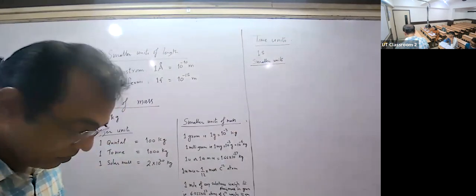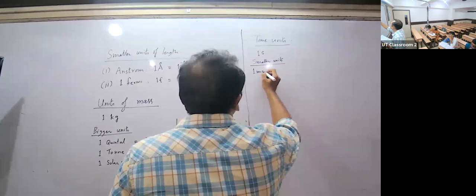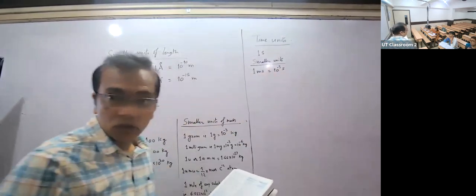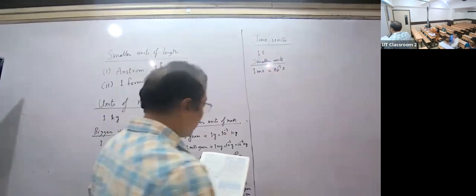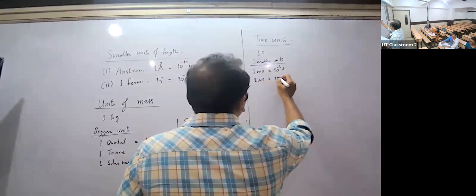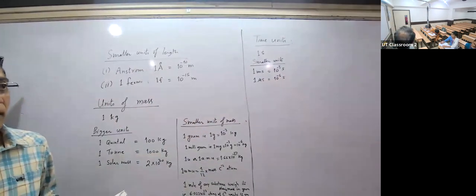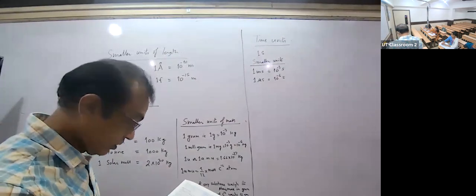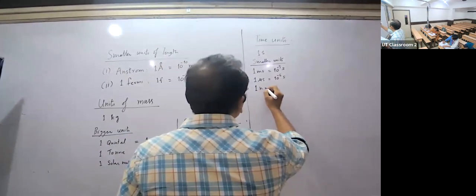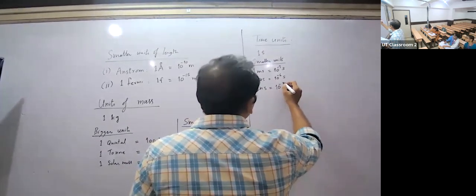Smaller units you have like 1 millisecond. So millisecond will be how much? 10 raised to minus 3 seconds, the 1,000th part of a second. Then you have 1 microsecond. Microsecond is how much? 1 millionth part of a second, 1 divided by 10 lakhs. Then you have 1 nanosecond. This is 10 raised to minus 9 seconds.